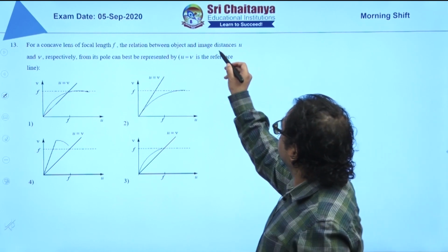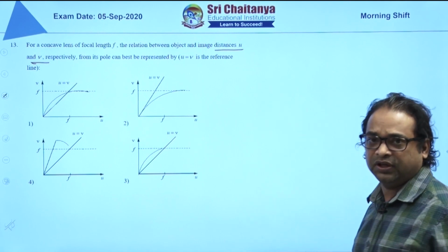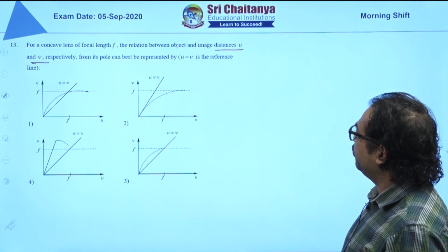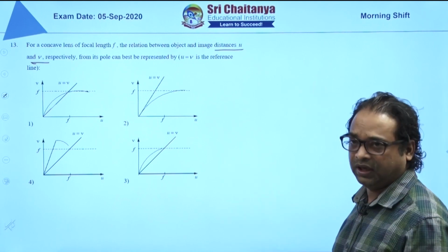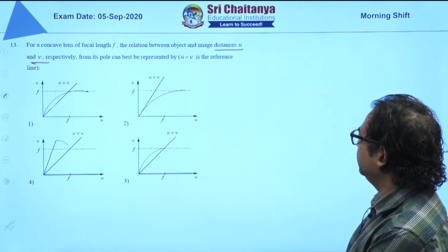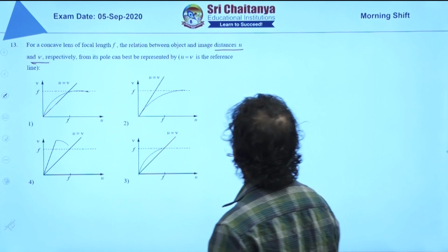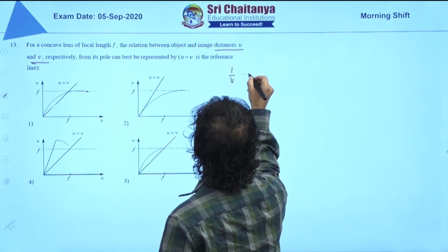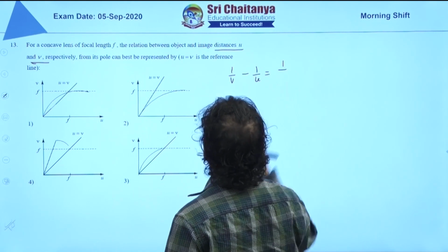These are the distances given, u and v. Generally we get coordinates, but here it is distance from the pole. So, which is the best represented graph? That is what it is asking. Basically, we know the equation 1 by v minus 1 by u is equal to 1 by f.